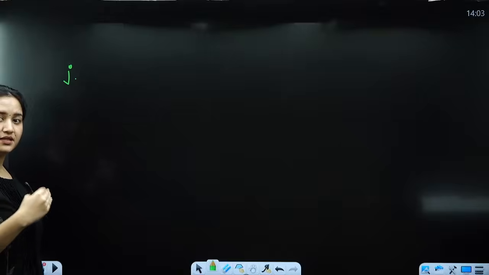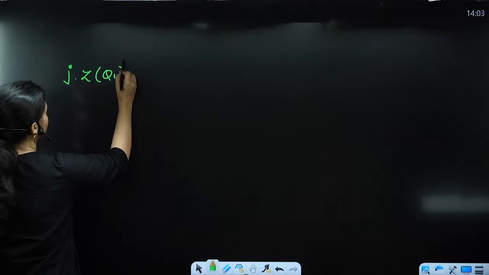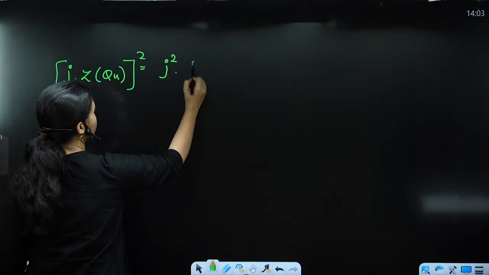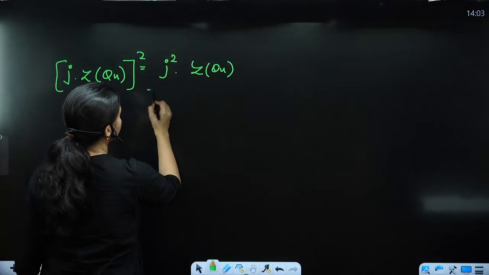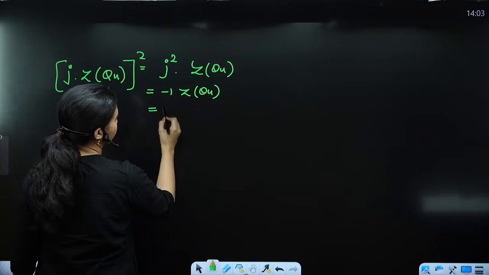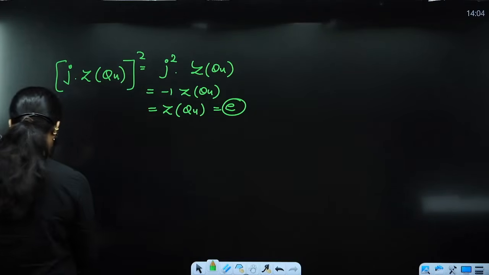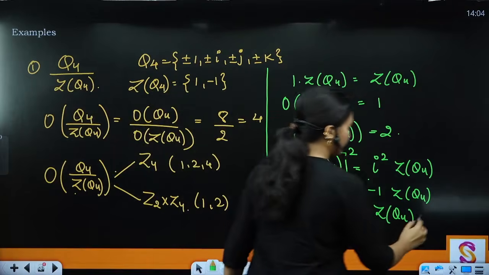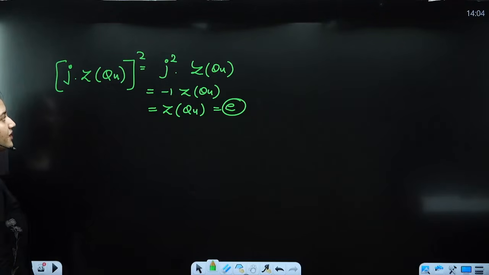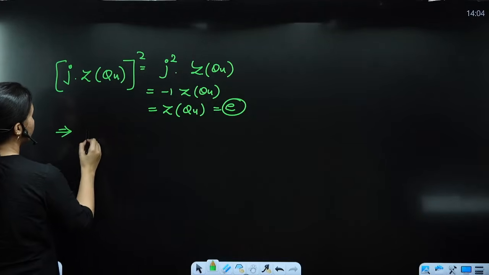j, that means the coset generated by j. So this is going to be j Z(Q4). Let's try for power 2. This is again going to give me j square Z(Q4) equals -1 Z(Q4), which is again a part of Z(Q4), which is the identity element. If you find it confusing, just write it here that this is the identity element. Okay? So when I'm operating an element 2 times, I'm getting the identity element. This means the order is going to be 2.